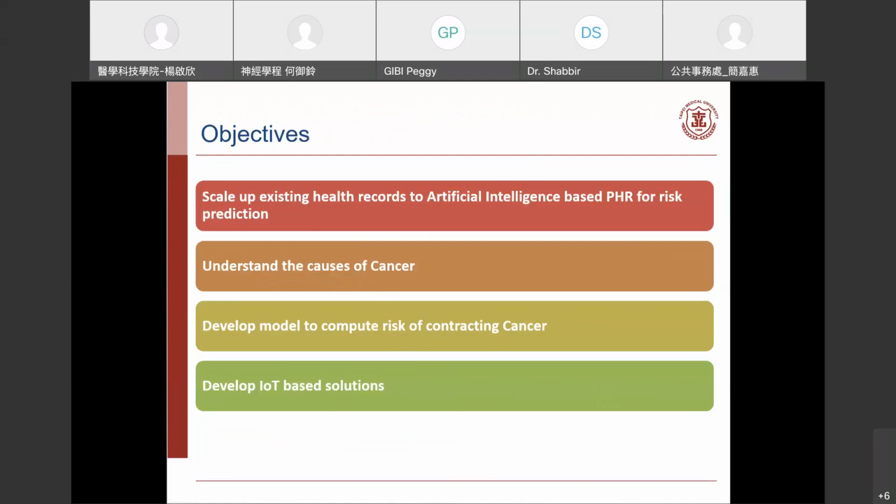things. So therefore, what we wanted to do is scale up existing health record to artificial intelligence based PHR for risk prediction, understand the causes of cancers by seeing their clinical history, develop models to compute risk of getting cancer actually, and develop IoT based solutions, so that we can monitor the patients from distance, and we don't need patients to come to hospital very frequently.